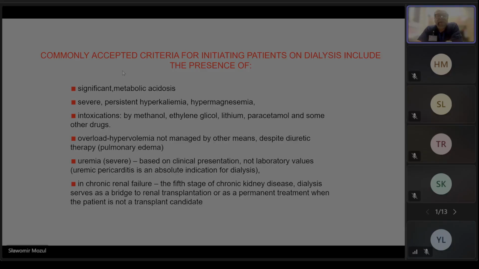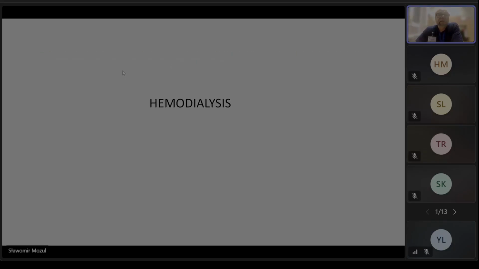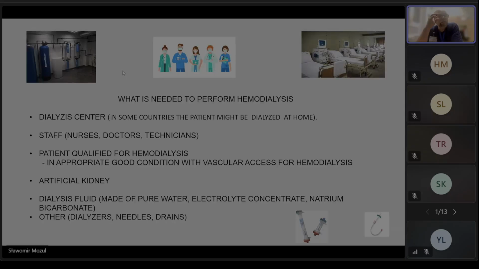In chronic renal failure, the fifth stage of chronic kidney disease, dialysis serves as a bridge to renal transplantation or as a permanent treatment when the patient is not a transplant candidate. Let's begin with hemodialysis. What is needed to perform this kind of treatment? We need a dialysis center. In some countries, the patients might be dialysed at home, not in Poland.